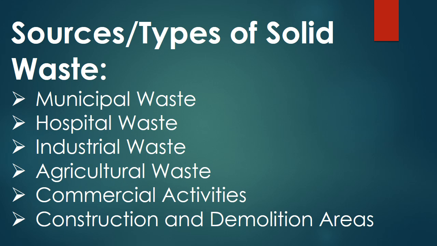Another is agricultural waste. Agricultural waste includes garbage coming out from agricultural activities. Commercial activities also give some sort of solid waste. Construction and demolition areas are also providing solid waste to the society.